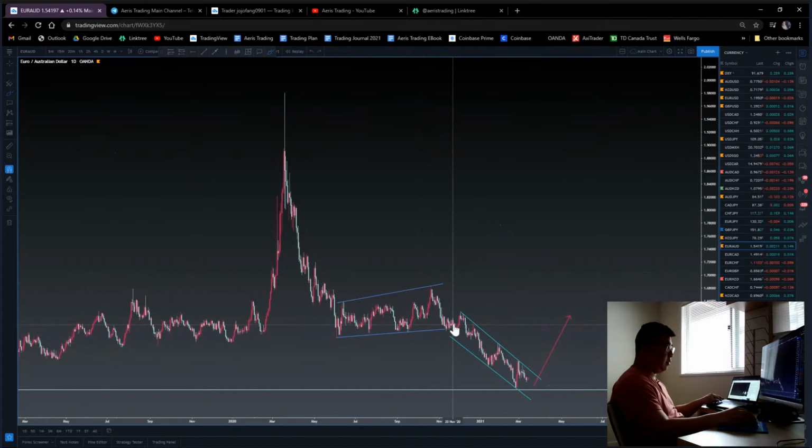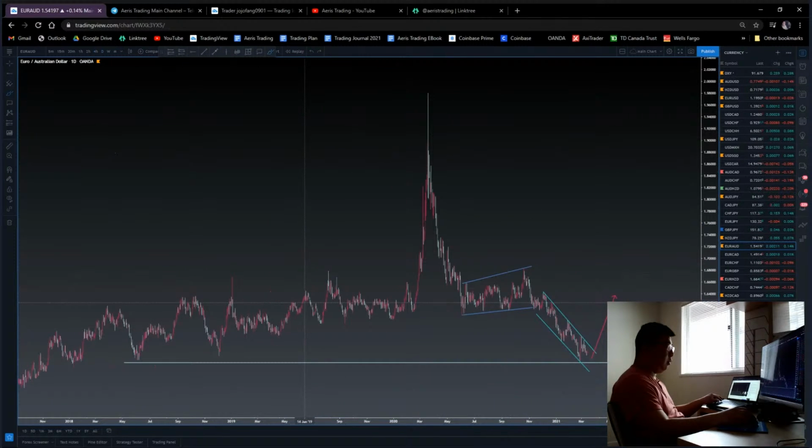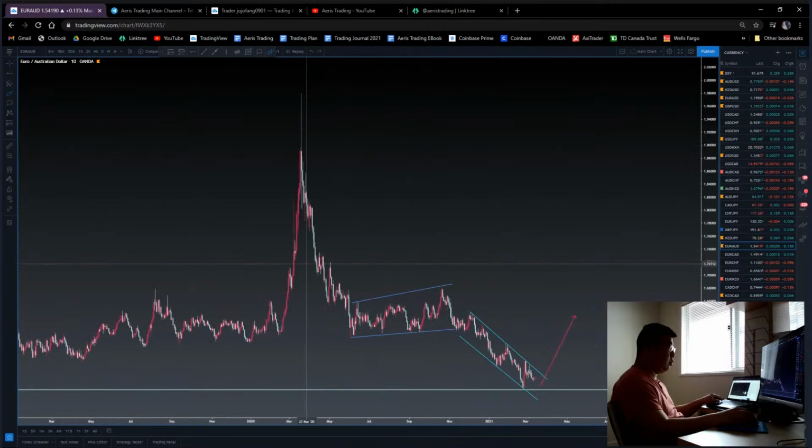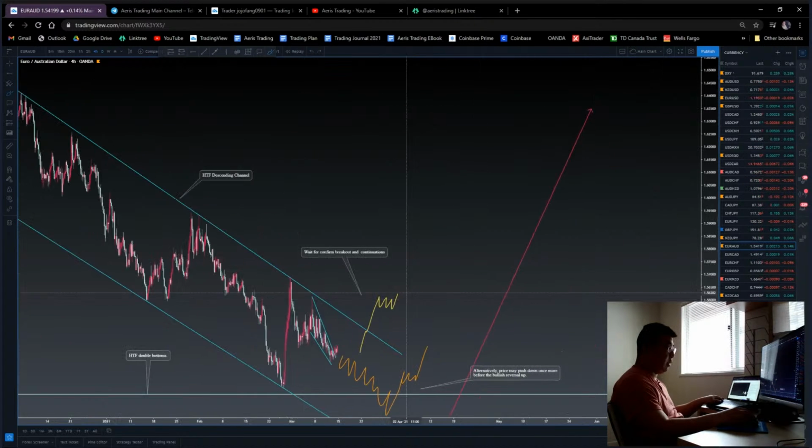This is an impulsive move. This is a corrective move. All we're trying to do is identify that there is a correction and then the next impulse happens. That's what we do to maximize our risk reward. That's why we look for confirmation breakout, confirmation entry.